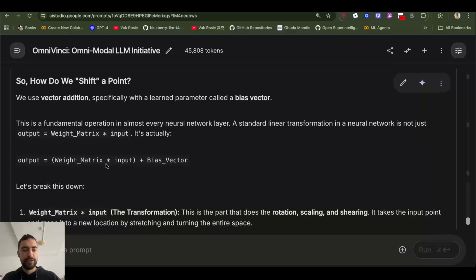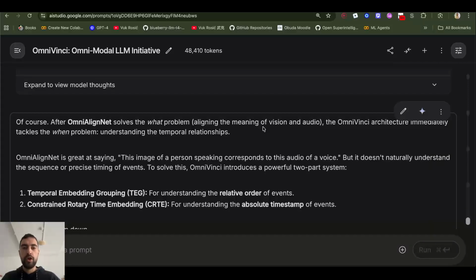They have some input vector that they want to transform to make it closer to some other vector. So it's multiplied with the weight matrix of that network layer, which is learned during training, and a bias vector is added. That's how they shift, transform, stretch, and squish. That's how they make, for example, tokens from the same video and audio closer together. So the LLM already sees they are close, and it knows they are from the same video. Now we know how it understands that this audio corresponds to this video of this person speaking.